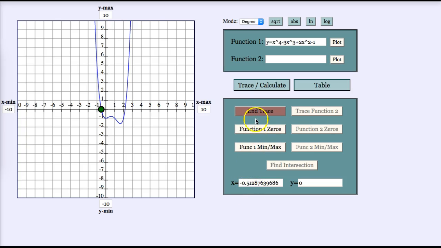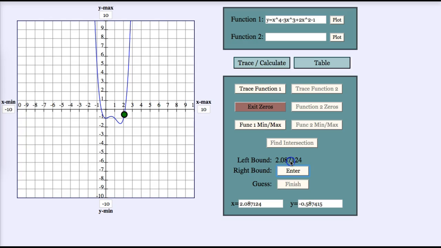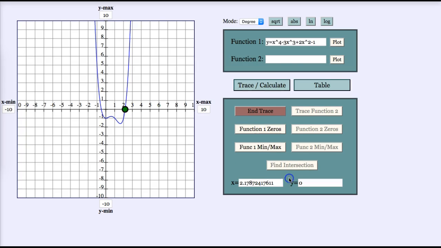If I want to find another zero, I'll just hit function zeros again. I can move my arrow to find a left bound before I cross over, then a right bound using the right arrow, and it has to guess. And it'll give me my new zero, the second zero of that function. And so that's how you're going to use your calculator.